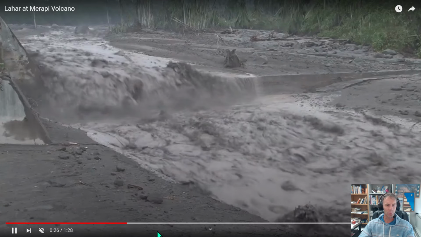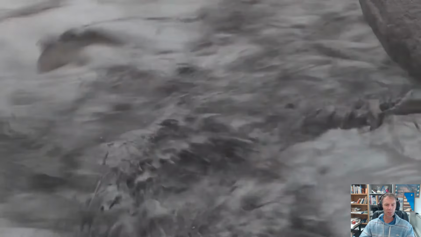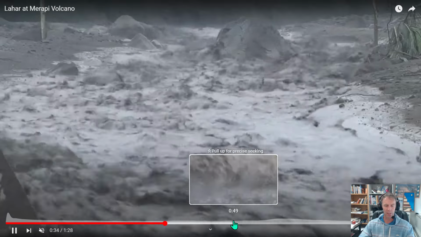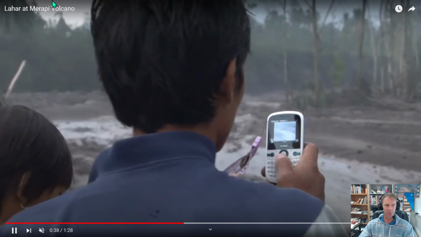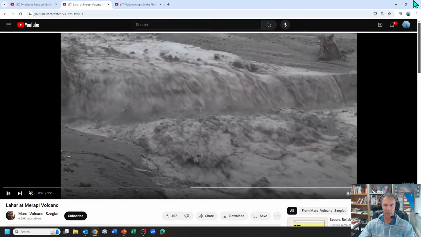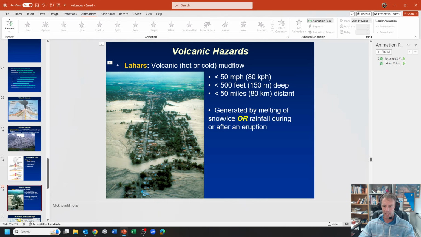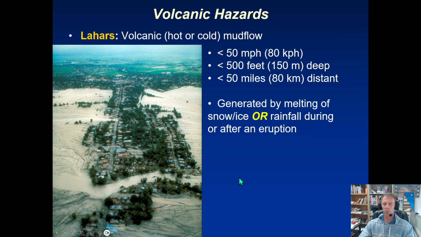We don't have, where's the YouTube footage of the truly massive lahars and pyroclastic flows? Those are not good things to go chase and try to record. So that's why a lot of that video doesn't exist. So that gives you a little bit of an idea what a lahar looks like. Okay, next volcanic hazard. So we kind of started with the worst ones here.